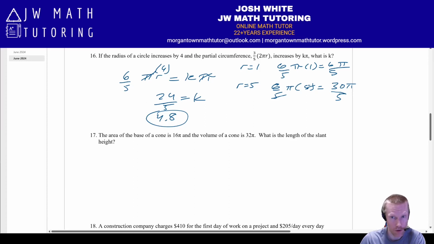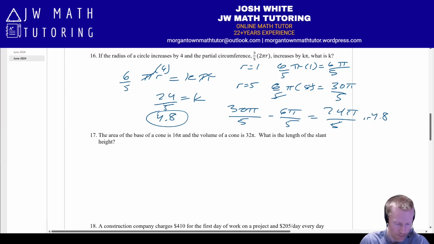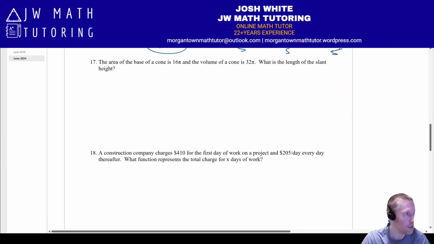The radius increased by 4, so how much did the partial circumference increase by? I.e., what's the difference between these two? So 30 pi over 5 minus 6 pi over 5, it's 24 pi over 5. Again, k is the number without the pi, so 24/5, or again, 4.8. Same thing. So that's how you could solve this problem. Correct answer, 24/5, 4.8.